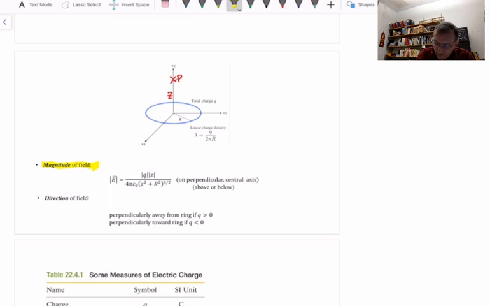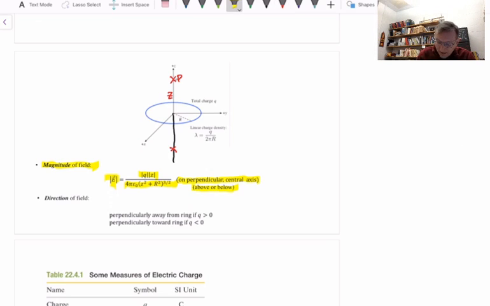So here we go. Here's the formula for the magnitude. It's on the perpendicular central axis above or below. Wow, or below. E magnitude equals Q magnitude times Z magnitude over 4 pi epsilon 0 times Z squared plus R squared to the 3/2. So it will also work, this formula, if the point Z is below. Just use the absolute value of Z there in the numerator. So there's actually a good bit of information in this answer. Now I've got the formula for getting the magnitude of the field on the z-axis.